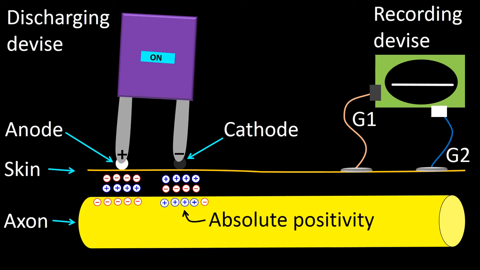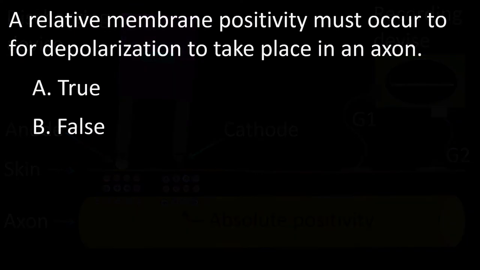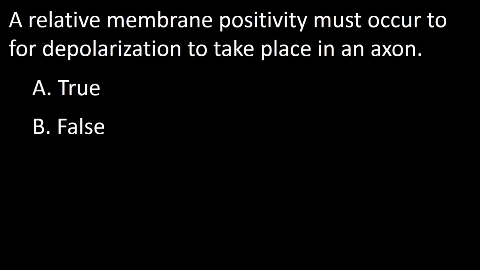The end result is that a significant positivity occurs under the inner surface of the axon under the cathode, to which we will refer as an absolute positivity. So the answer to this question is true.